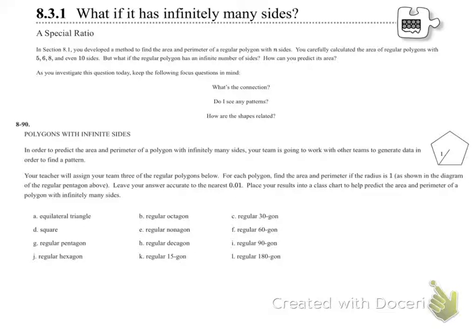All right, so question 890 has us kind of thinking about all these different polygons that you see listed, A through L. There's a bunch of them. And so if we were in class together, what we would do is I would have you find the area and the perimeter of each one of these.